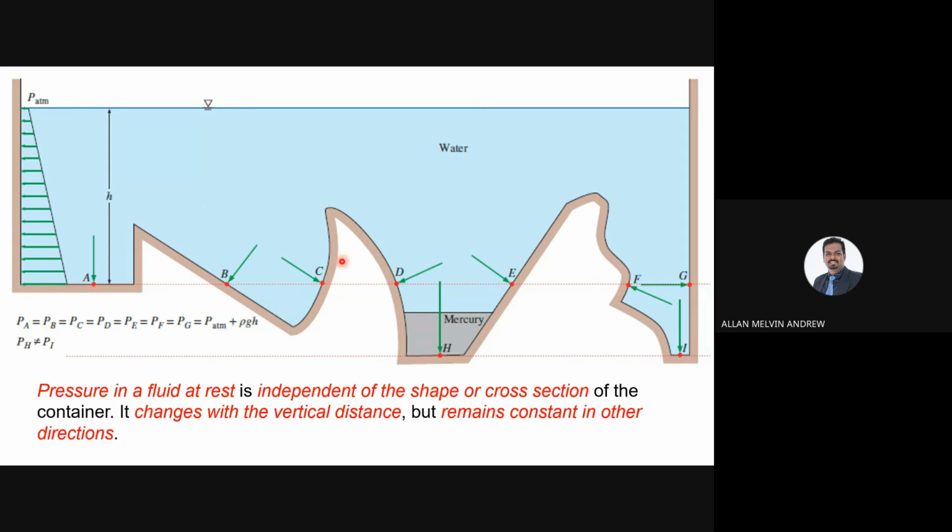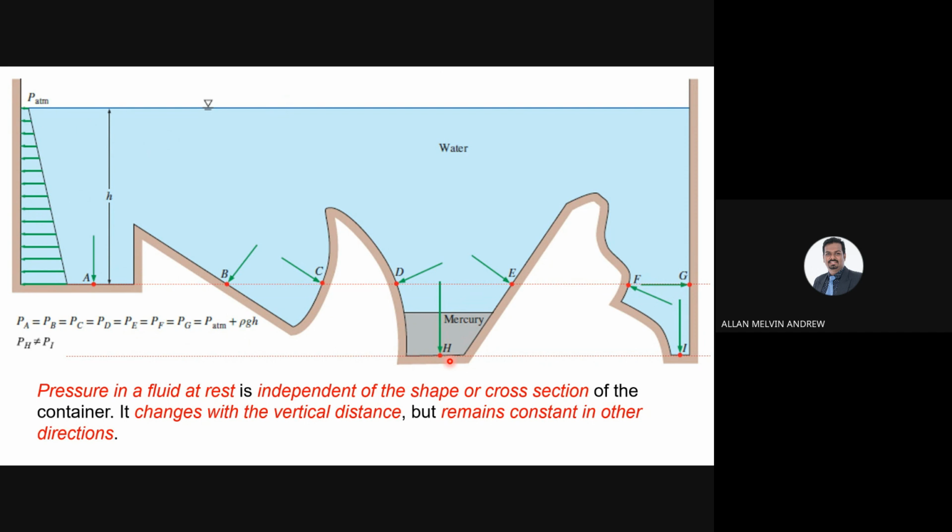So all are the same, and the pressure will be the same. PA equals PB equals PC equals PD equals PE equals PF equals PG, equals atmospheric pressure P_atm plus rho g h. So it will be the same.